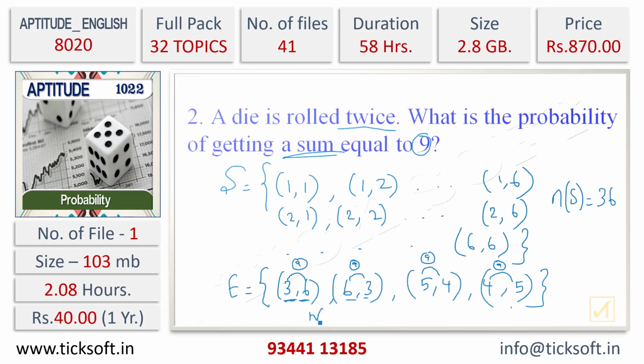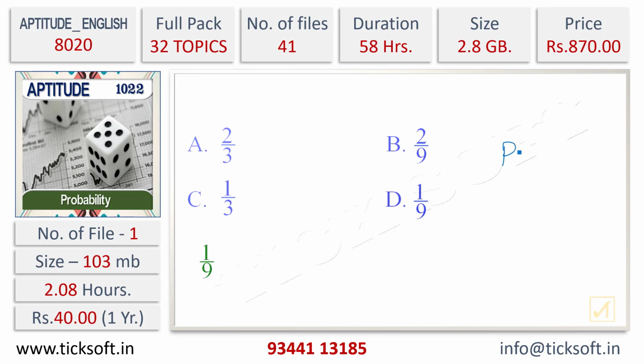Now here n of E will be equal to what? Here we have totally 4 elements, so hence n of E equal to 4. So therefore the probability of E will be equal to what? It will be equal to n of E divided by n of S. So hence n of E is 4 and n of S is 36. Hence the probability of E will be equal to 4 by 36.